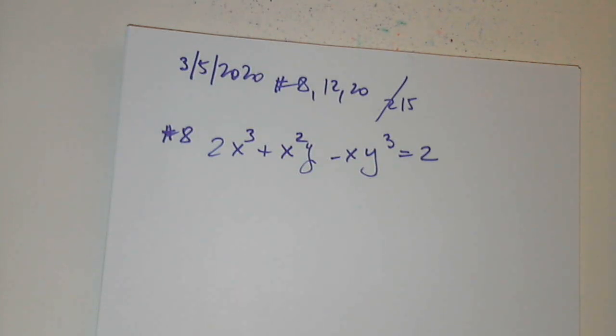Number one is that y is a function of x. Awesome. And number two, that we cannot solve. In other words, we cannot solve this equation for y.